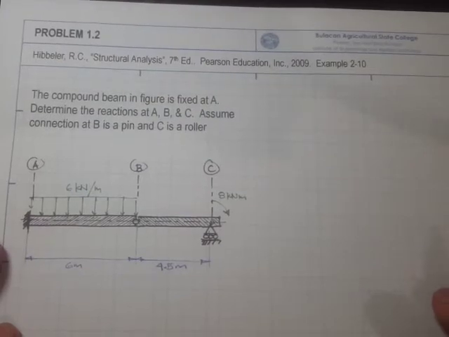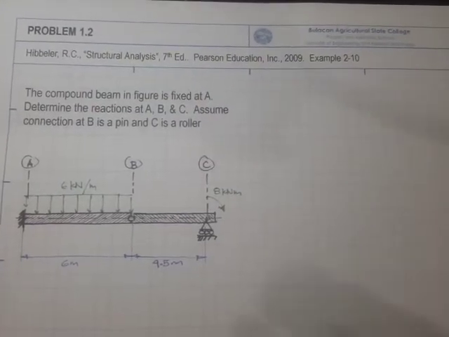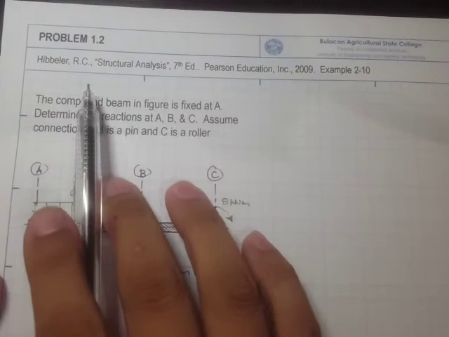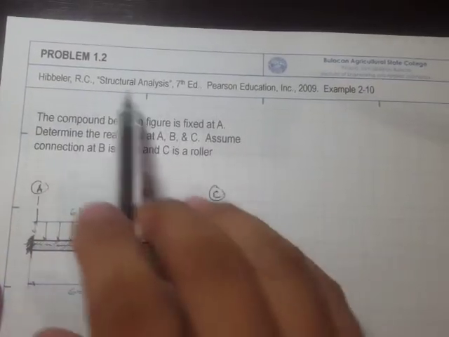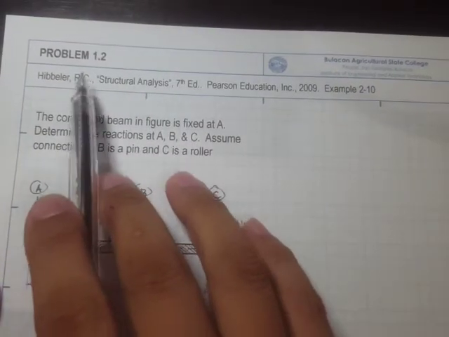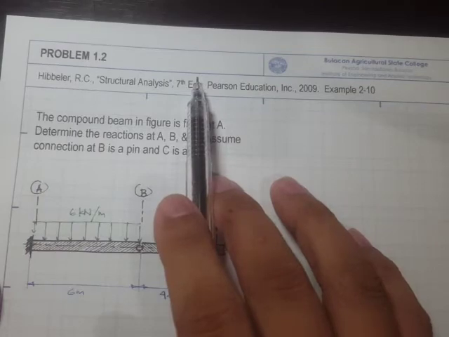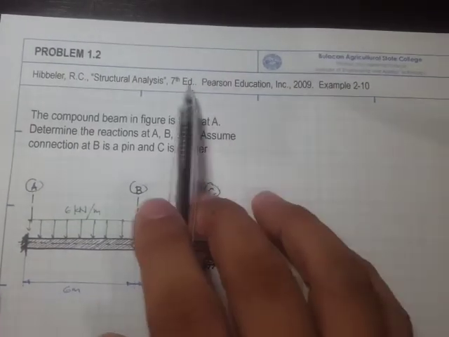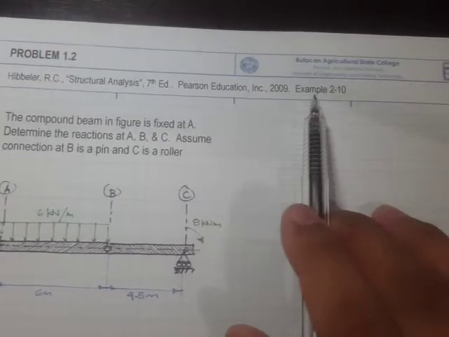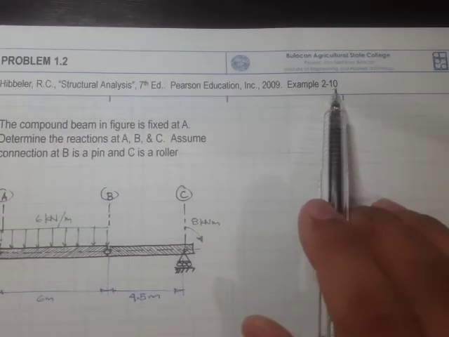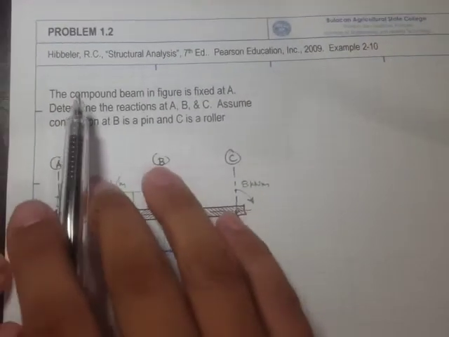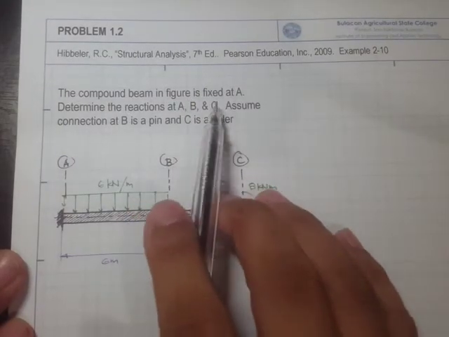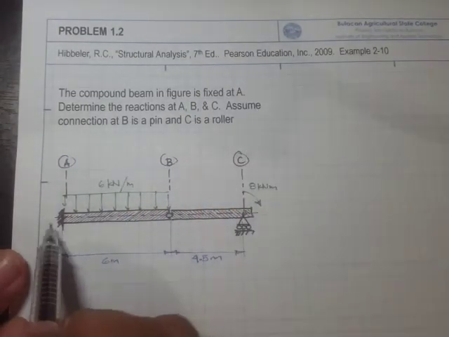Okay, so for our second problem, we have this problem taken from the textbook of Hibbeler, the same textbook as our problem 1.1, and this one is taken from example 2-10. The problem says that there's a compound beam in a figure and it's fixed at A. So this is our beam.